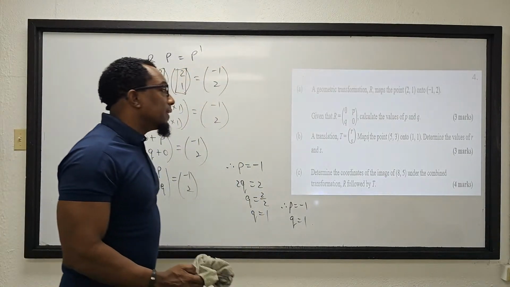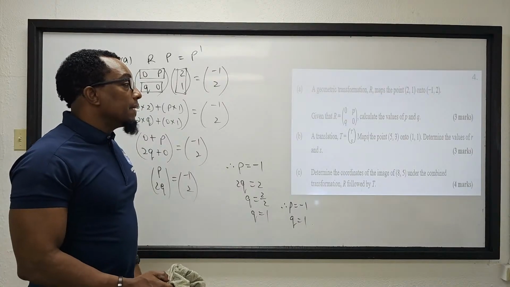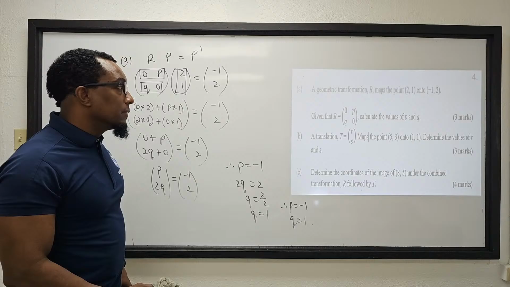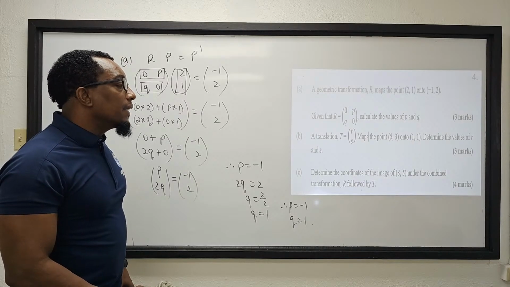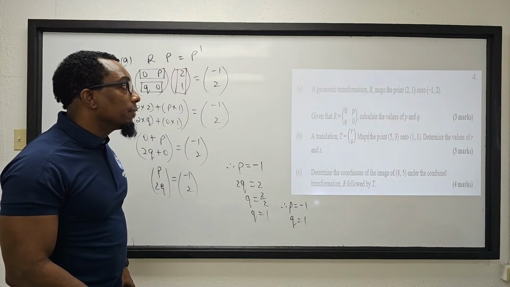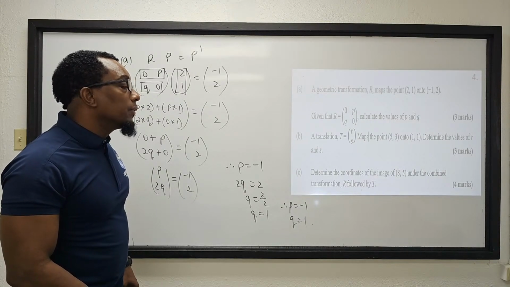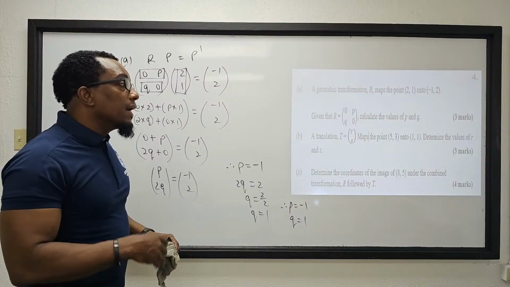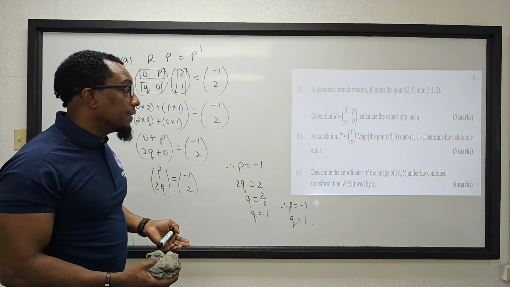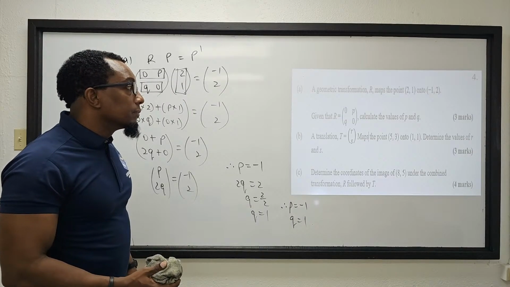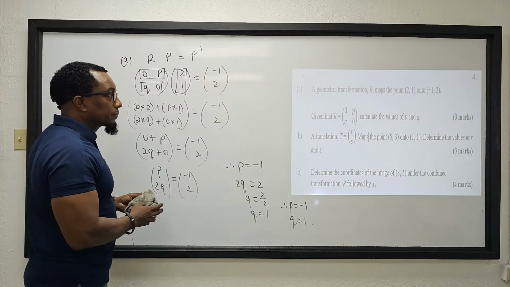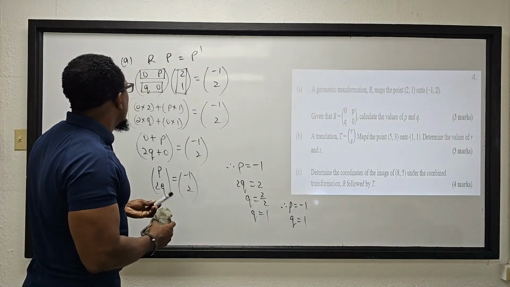A translation T whose elements are R and S maps the point (5, 3) onto (1, 1). Determine R and S. Now because it's a translation, we have to know the formula for a translation, which is where we take the translation and add it to the object points to give us the image points, and that can then help us to find the unknowns R and S. Good?